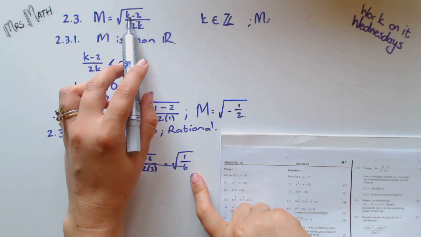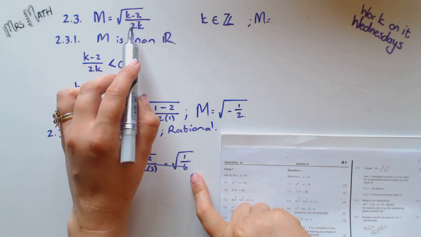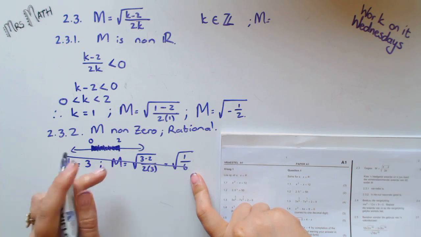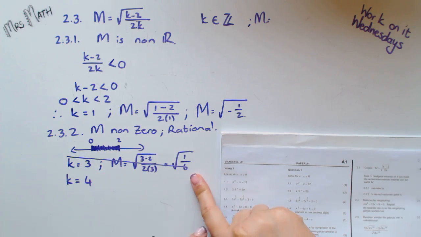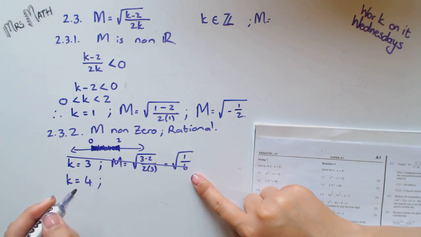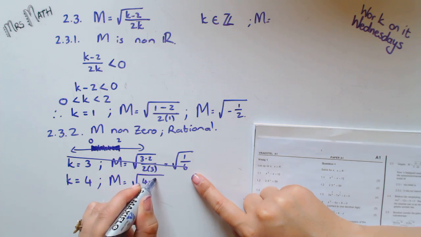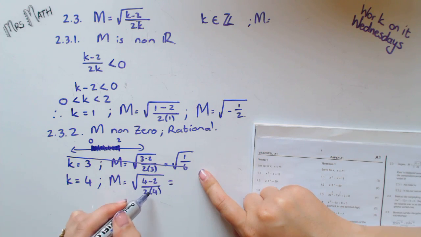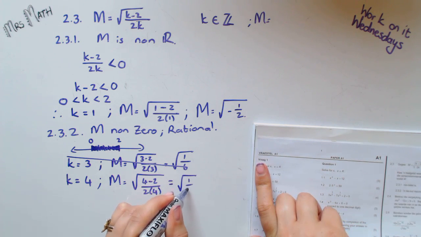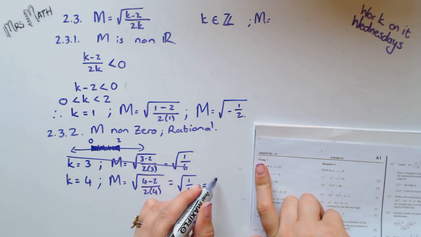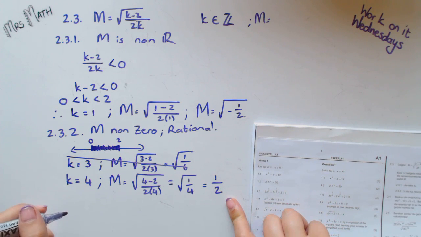Maybe I can make k 4. 4 minus 2 is 2, over 2 times 4 is 8. I think that's going to work. I'm just testing, doing this by trial and error now. So if I make k 4, my m is going to be the root of (4 minus 2) over (2 times 4), which is 2 over 8, which is 1 over 4. And that I can actually work out as a rational number. Root of 1 is 1, root of 4 is 2, and that's a rational number, so that works.